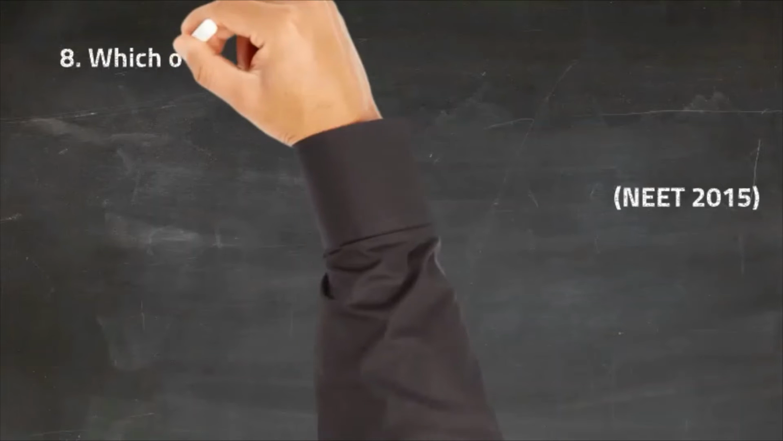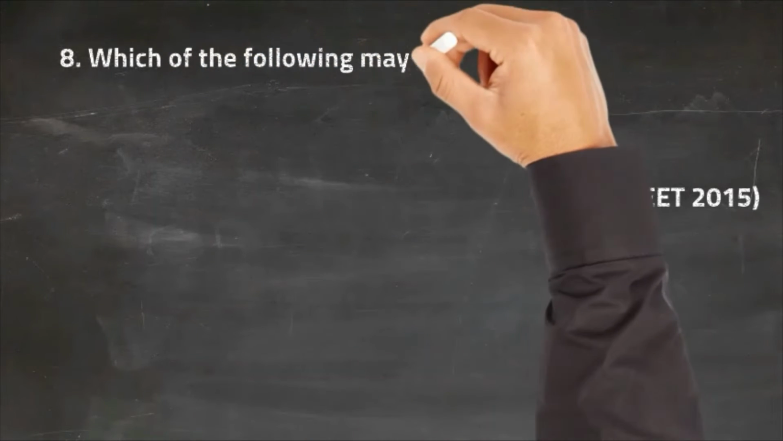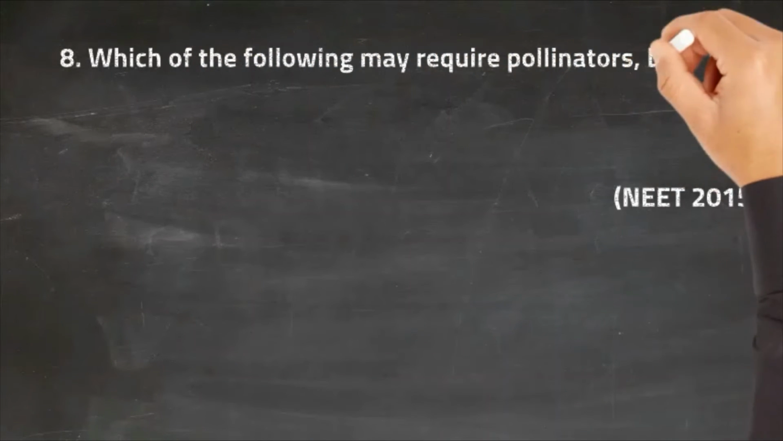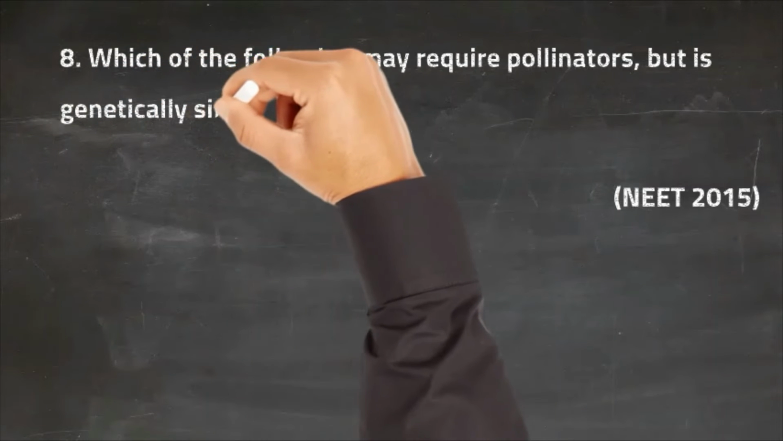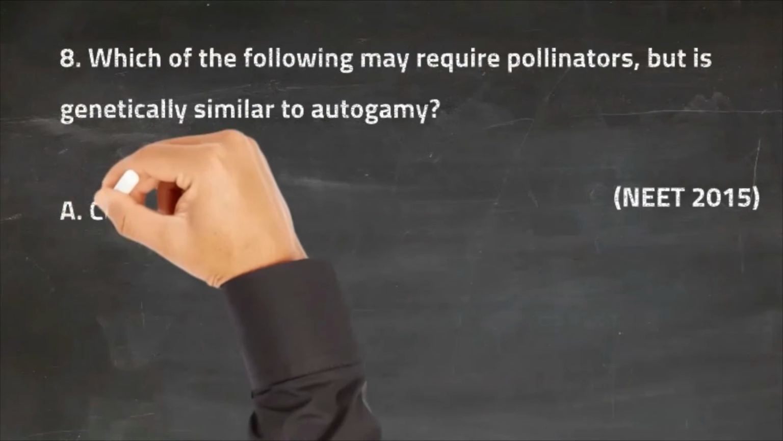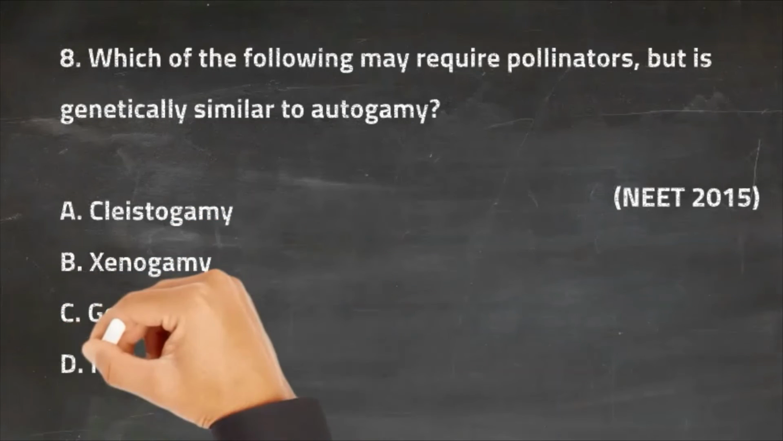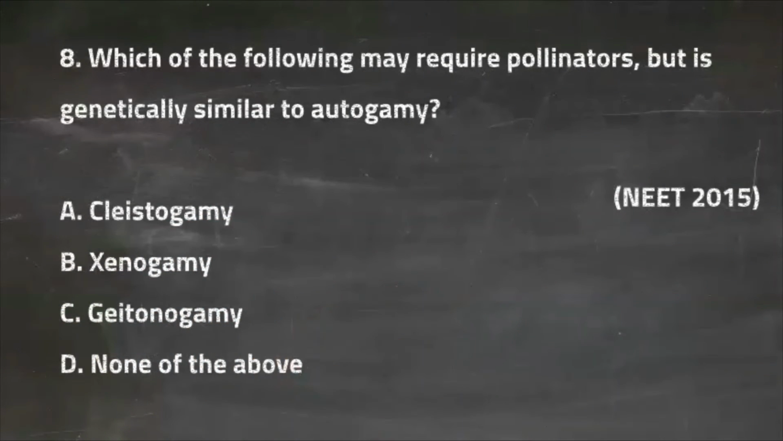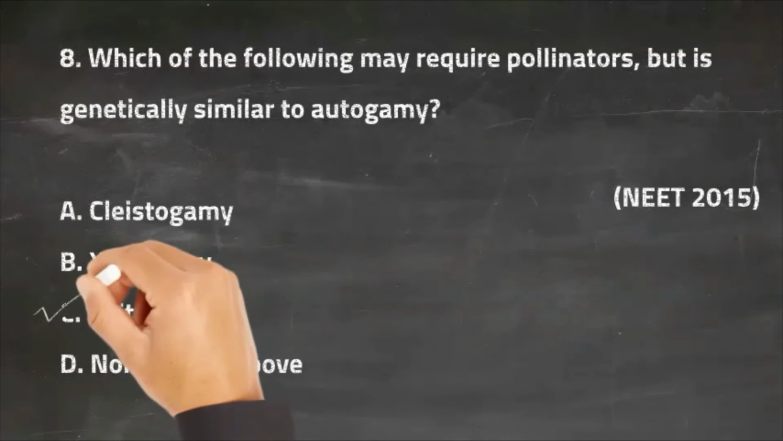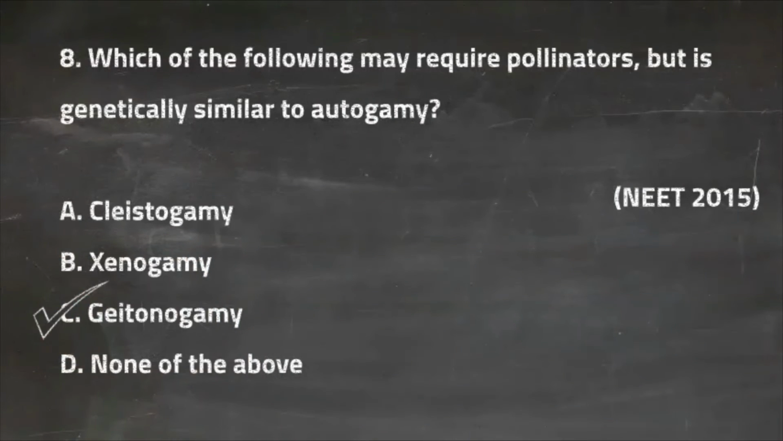So the eighth question for this particular lecture is, which of the following may require pollinators but is genetically similar to autogamy? So the first option is cleistogamy, the second option is zygogamy, the third option is geitonogamy, and the last option is none of the above. So the right answer for this question is option C, and that is geitonogamy.